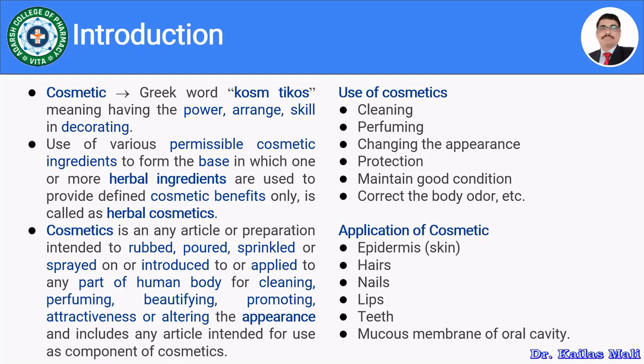So simply, we are using these products for cleaning, for protection, for altering, for beautification, and so on. When we reach the term herbal cosmetics, here we are using certain herbal components to get certain benefits to the skin, to the hair, or for oral hygiene. In such cases, it is said to be a herbal cosmetic. We are using the phytoconstituents which are derived from a certain herb.